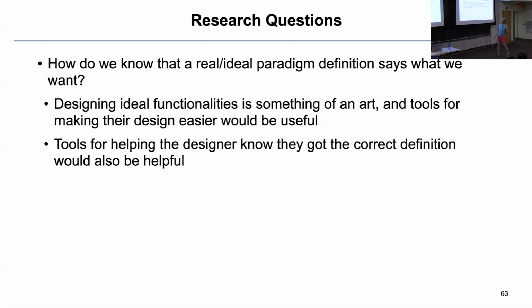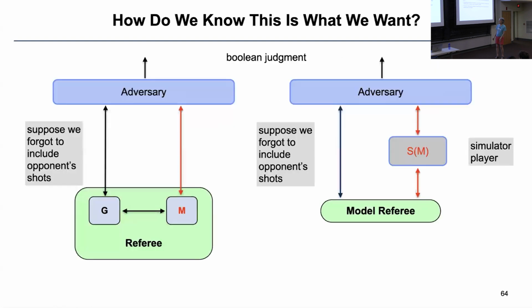Okay, so how do we know that a real ideal paradigm definition says what we want? In general, designing ideal functionalities is definitely something of an art. That's probably an understatement. It's super easy to get them wrong. Cryptographers learn this stuff in a painful way, where they make lots of mistakes. So I want to give you an example of a mistake that we could have made.